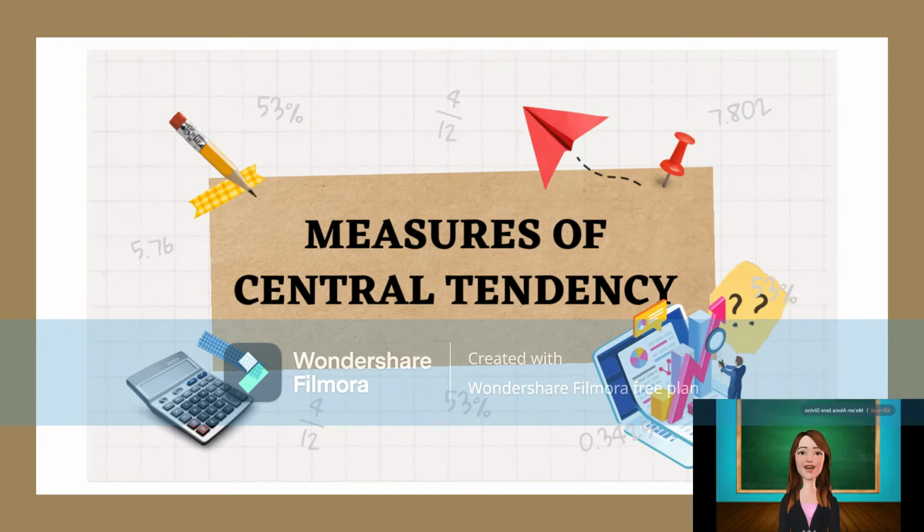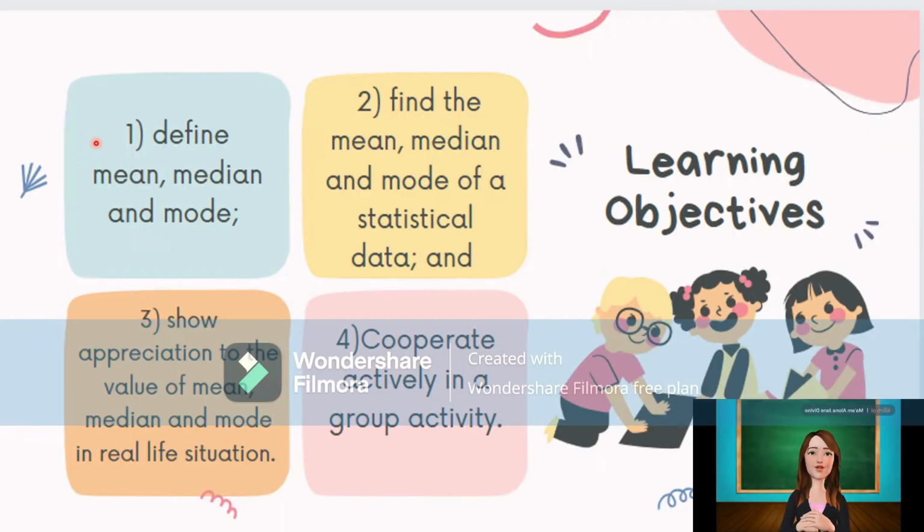But before we proceed, let us find out first what are the objectives. Everybody, please read. Number one, define mean, median, and mode. Number two, find the mean, median, and mode of statistical data. Number three, show appreciation to the value of mean, median, and mode in real-life situations. Number four, cooperate actively in a group activity.